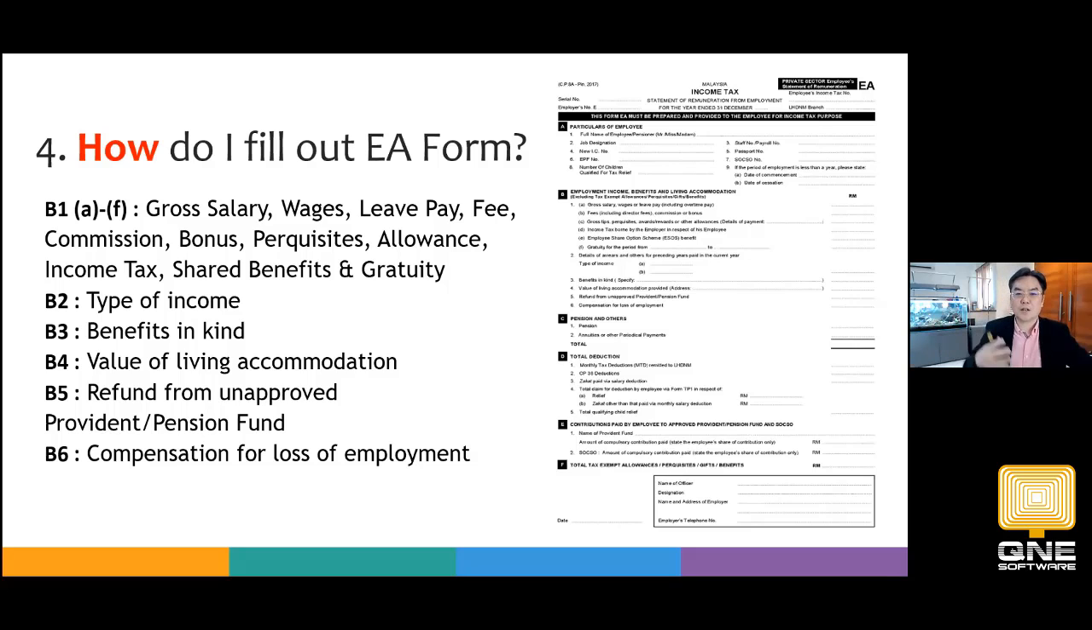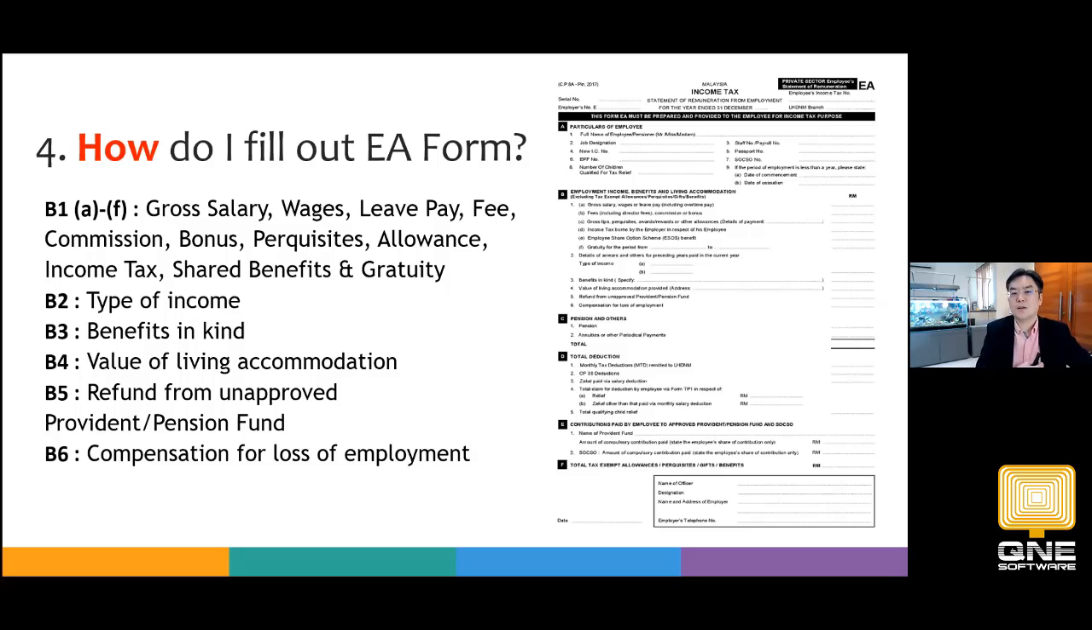And of course there are certain expatriates coming to Malaysia, working for the companies, and the company is paying for their accommodation and all the benefits that come with it. So these are the areas where we need to sit down and look at your employment contract. I want to make another point here: we need to refer back to your employment contract and make sure that those benefits stated in your employment contract are also reflected in your EA form.